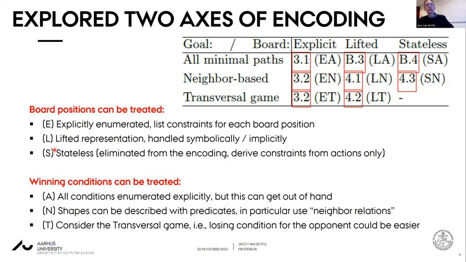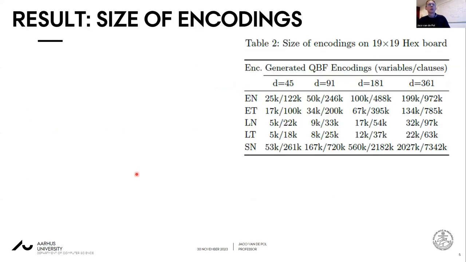I was running ahead of myself, but let's just continue. These are the 9 encodings or 8 encodings that we give. Actually, this one could also be generated, I guess, but we have not reported on this translation. Good, so what are the results?